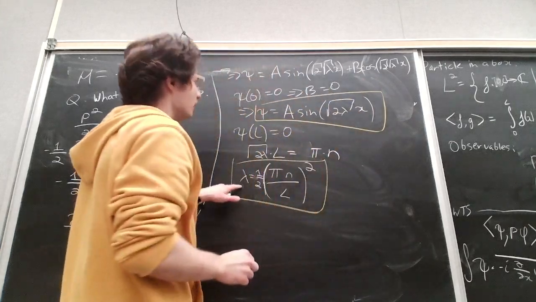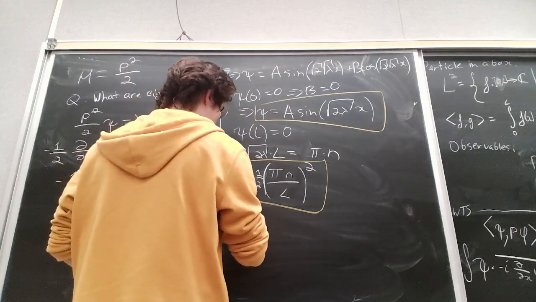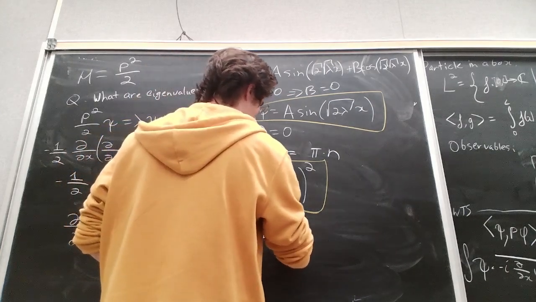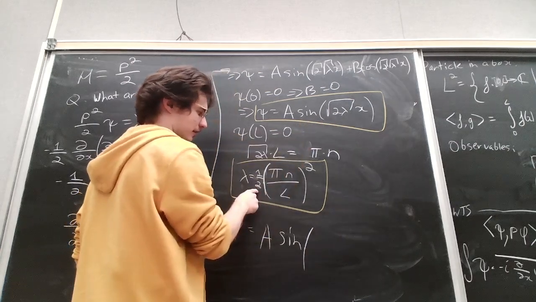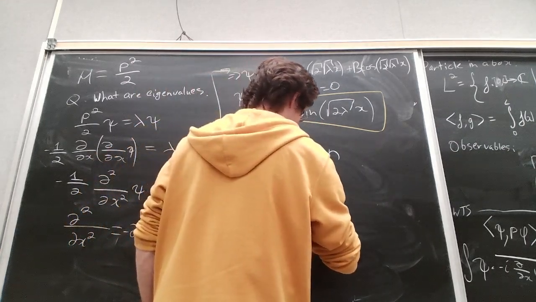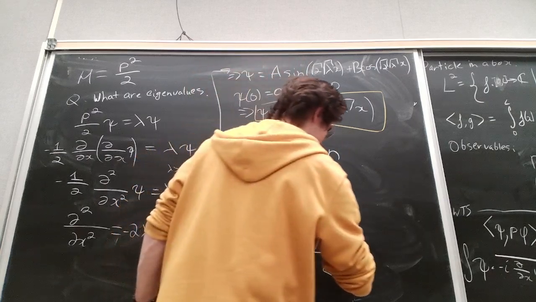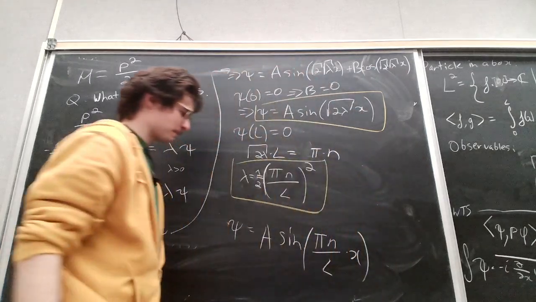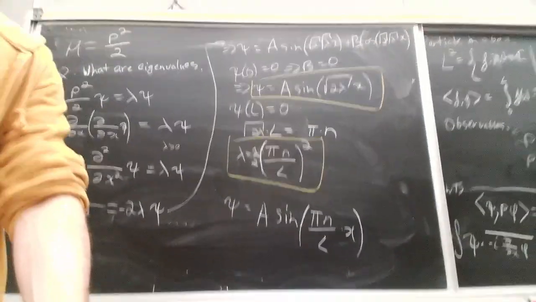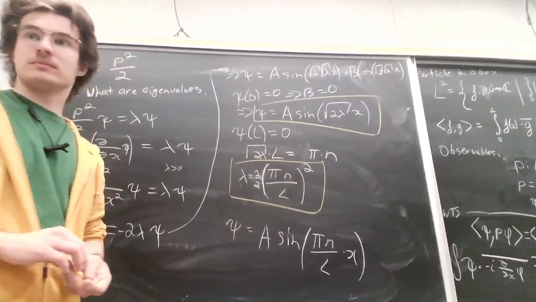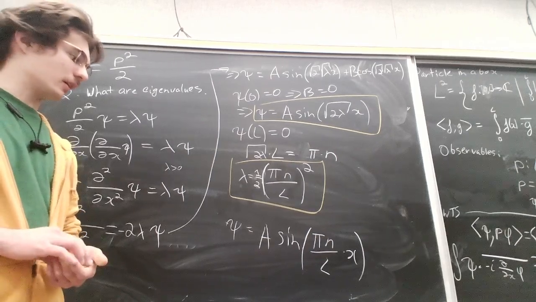So now let's plug this lambda into here. Do you agree? So I get that my psi has to equal some normalization constant times sine. If I multiply square root 2 lambda by this lambda, I get pi n over L, because I take the square root, times x. So this is what my wave functions have to look like. Do you agree?